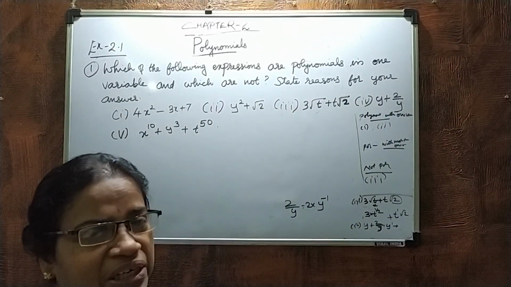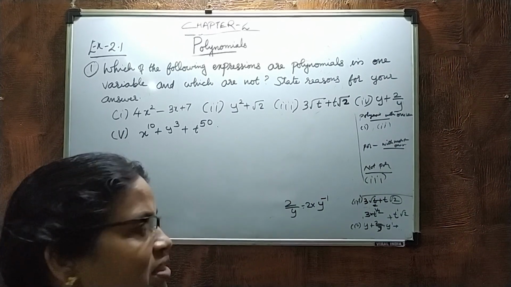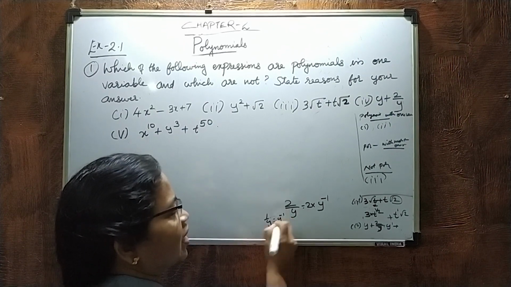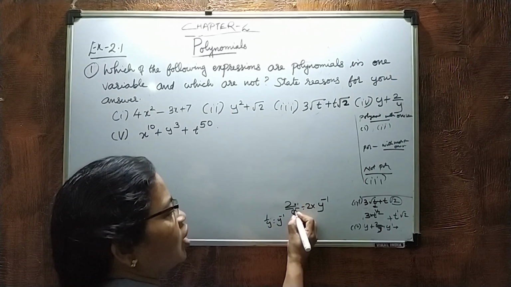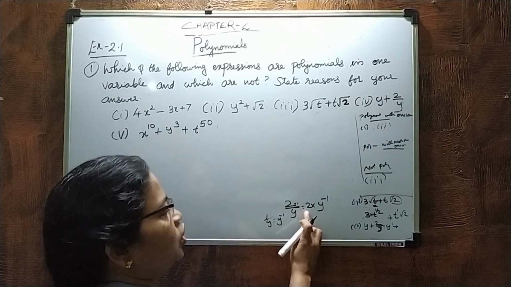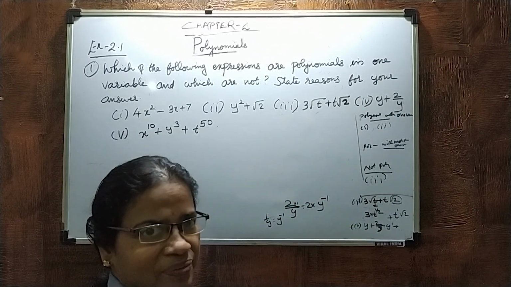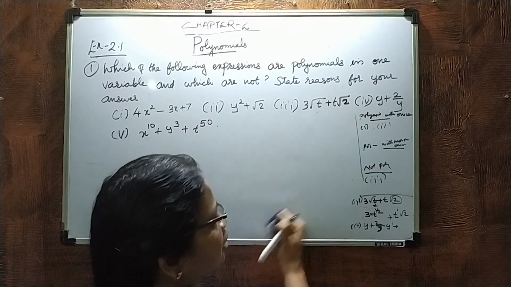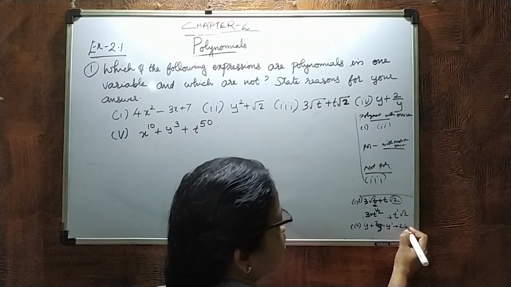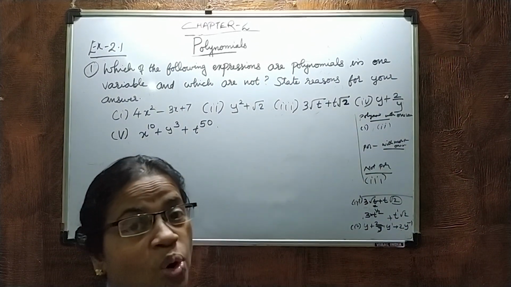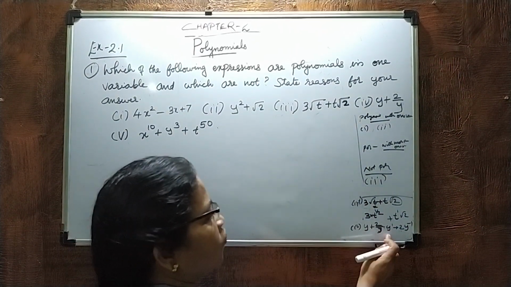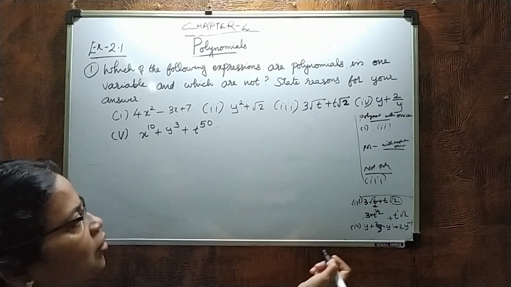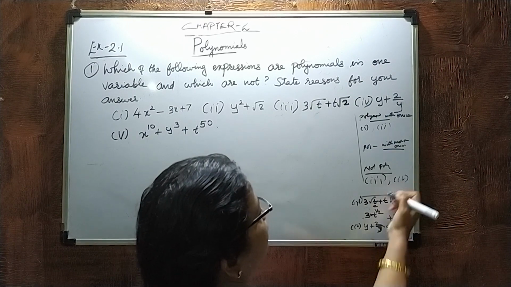Those who have studied in 7th standard can understand this fast. Here 1 by y is equal to y raised to negative 1. Same thing, it is 2 into 1 by y, so 2 into y raised to negative 1. Clear? So it is not a polynomial. It is y raised to 1 plus 2 into y raised to negative 1, so the fourth one is not a polynomial.